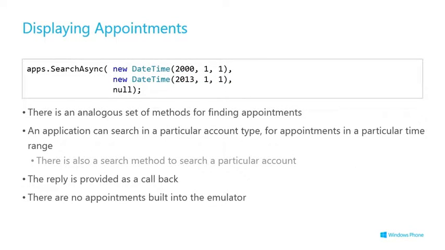Now then, there's an appointments API which works pretty much the same way. But for the SearchAsync for that, you need to give it a date range. So you give it a start date time and an end date time, and it will return all appointments within that range. In every other respect, the API works in exactly the same way. As with contacts, there are no appointments built into the emulator, so when you're testing this, it's probably best to use a real phone or figure out a way of creating some stuff.